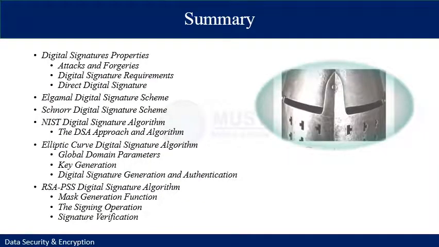So here is the summary of the lecture. In this lecture we discussed digital signatures, how digital signatures are formed, and what kinds of attacks and forgeries are possible on digital signatures. Different techniques such as ElGamal, Schnorr and NIST were initially discussed. And finally, two more secure techniques, the elliptic curve digital signature algorithm and the RSA-PSS digital signature algorithm, were discussed.